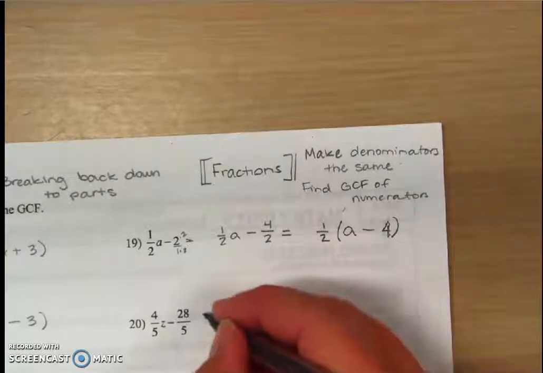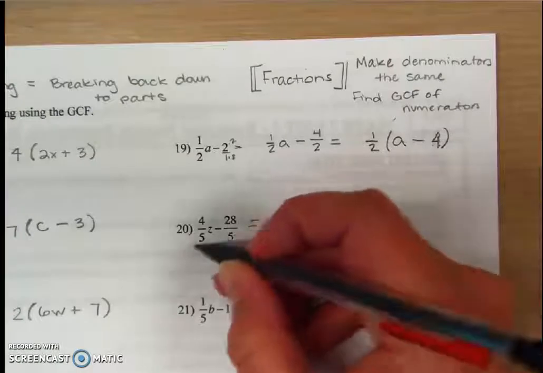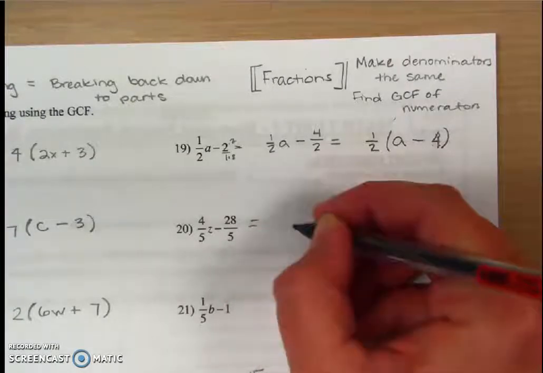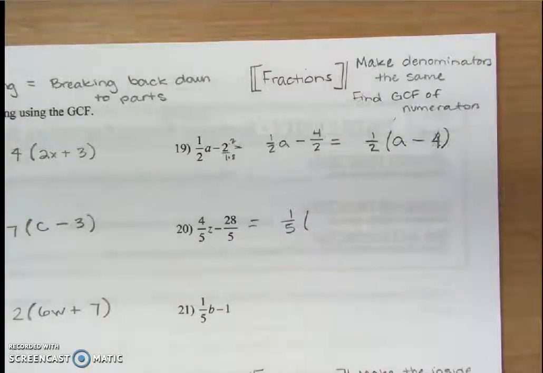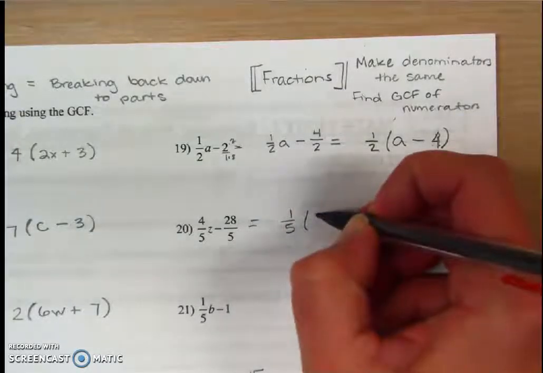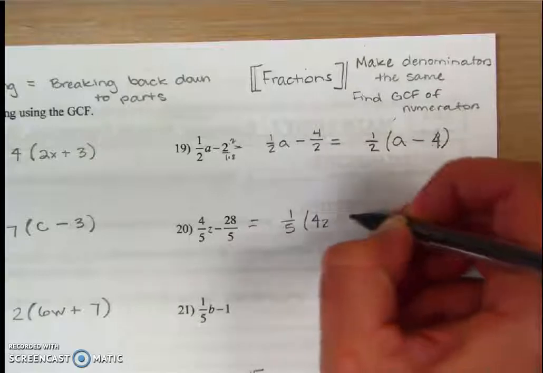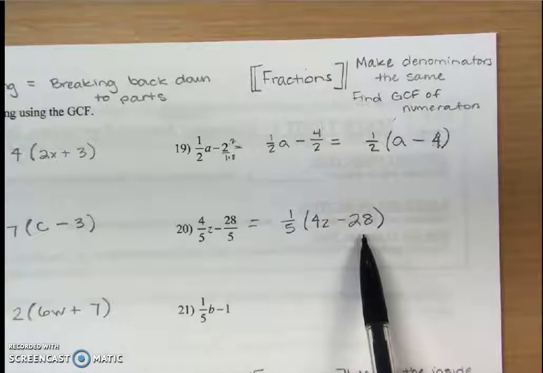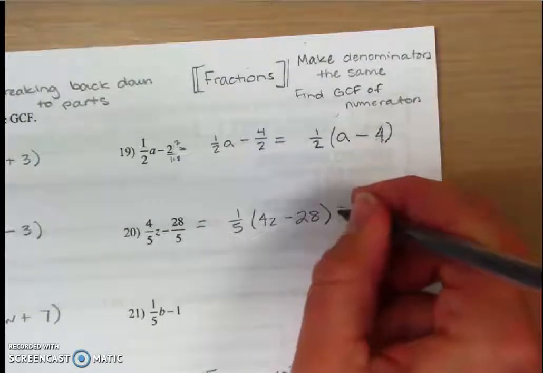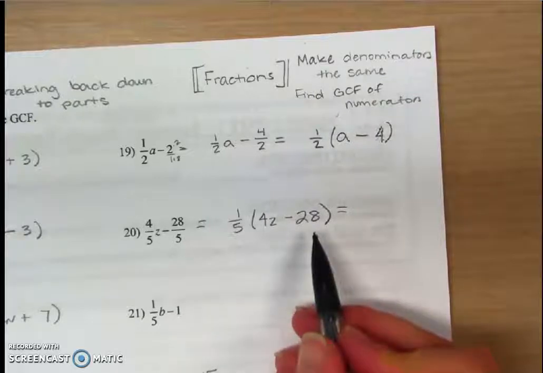All right, let's try that again. On this one, I see the denominator's already the same, so I'm going to take out a 1/5. If I take out the 5th from both of these, what I would have left is 4Z minus 28, because that's what's up top. Now I can see I can take out a 4 from both of these, and so I'm going to take out some more. So anytime this happens, you can go ahead and add it to the top.